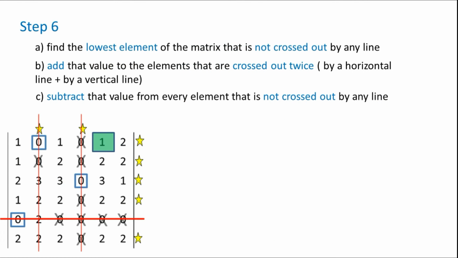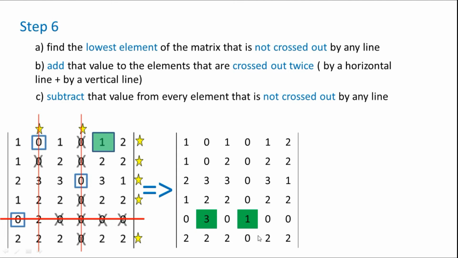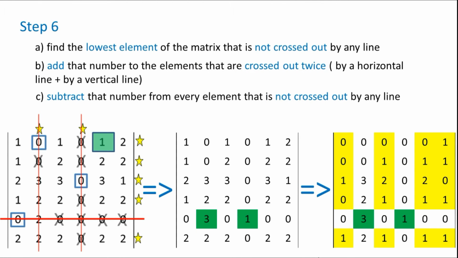Next, in step 6, we first have to find the lowest element of the matrix that is not crossed out by any line. As you can see, our minimum such entry is 1. Then we add this value to the elements that are crossed out twice. Thus, this 0 becomes a 1, and this 2 right here becomes a 3. Now we have to subtract the same value from every element that is not crossed out by any line. These are actually the elements which we selected our minimum from. Notice that the elements crossed by a single line remain intact.